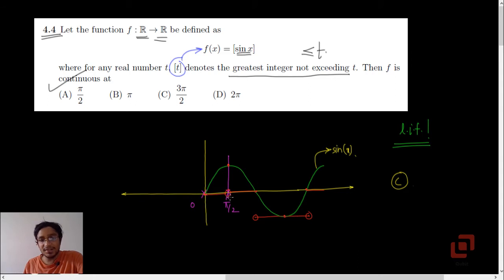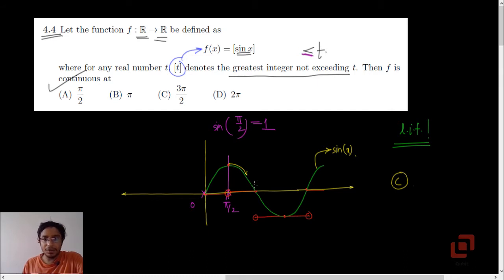But what is happening at pi by 2? At pi by 2, the function sine x takes the value 1, and because we are considering greatest integer less than or equal to t, the function has a discontinuity, a jump discontinuity now. To the left of pi by 2 it was 0, but now at pi by 2 suddenly it is 1. So now don't worry about the other section, that means this portion, because anyway it will be discontinuous there, because the LHL is not equal to the value of the function at that particular point. And this behavior will continue.